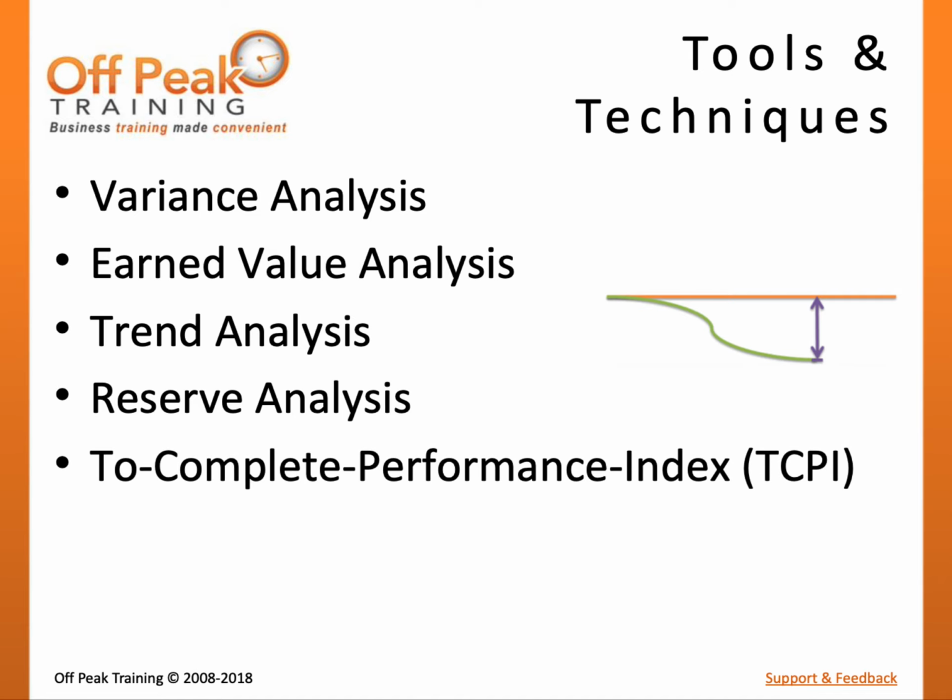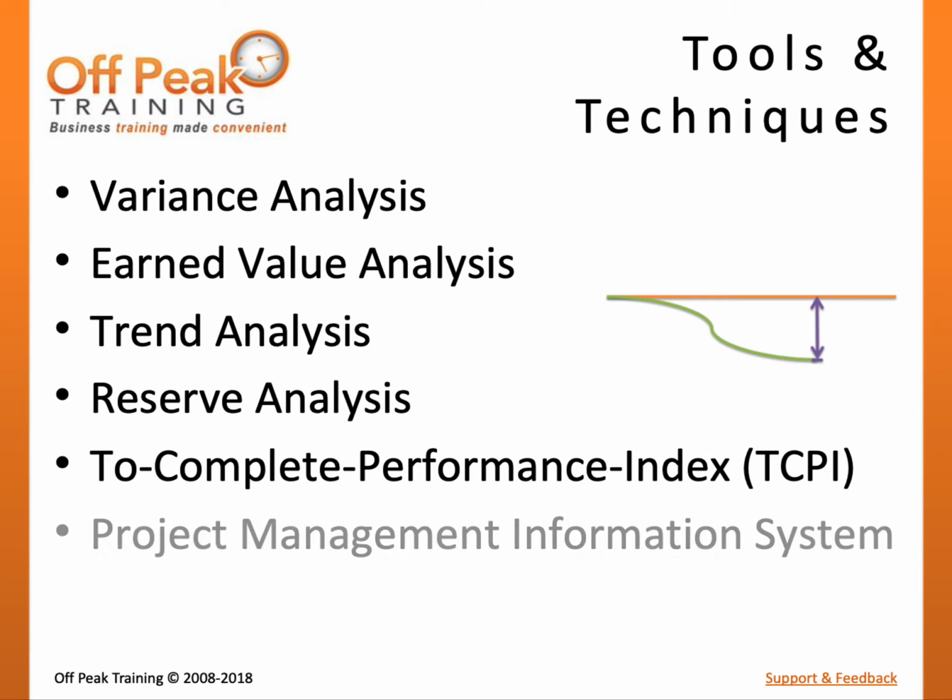To Complete Performance Index is a calculation used to determine the cost performance that needs to be achieved to complete the work remaining within a management goal, such as budget at completion. This will be explained in more detail in the forecasting module. Finally, project management information systems may be used to help automate the tracking and reporting of earned value measurements.